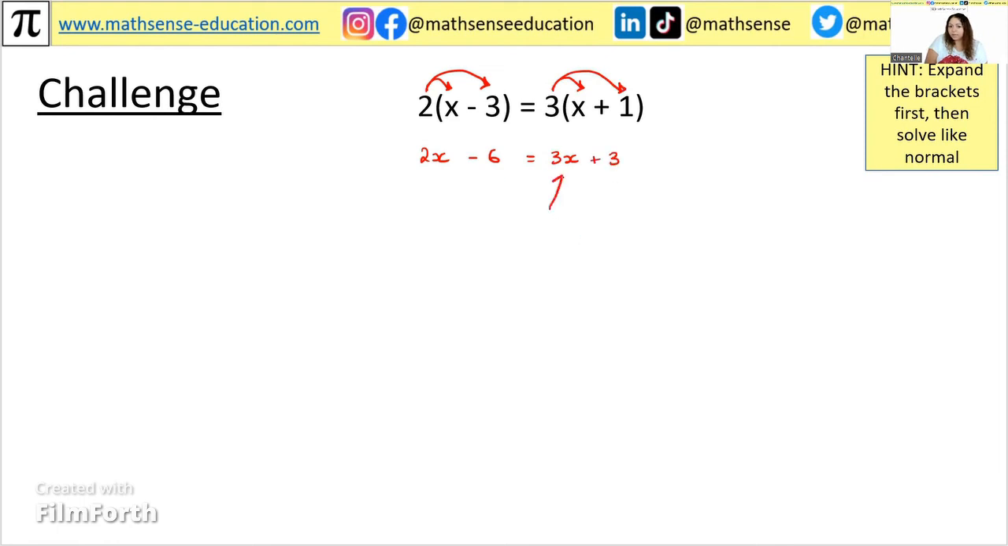Now, because 3x is greater than 2x, I'm going to move the 2x over to the right-hand side, and I do that by subtracting from both sides. Now I have minus 6 is equal to x plus 3. I need to minus 3 from both sides in order to get x on its own is equal to minus 9. And of course, I can just reverse their positions for more sophistication.